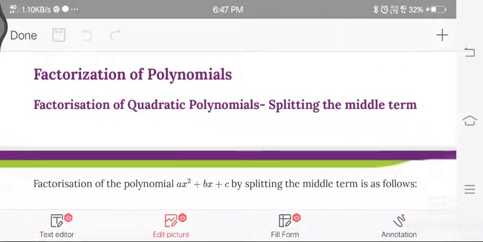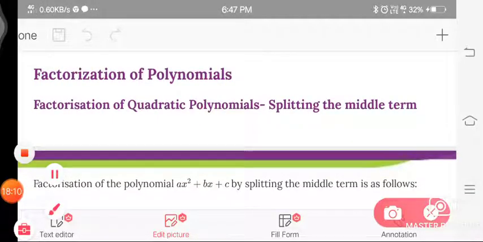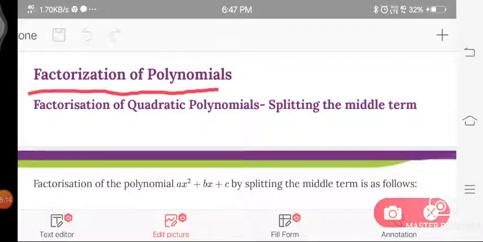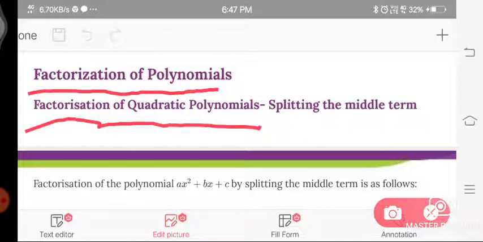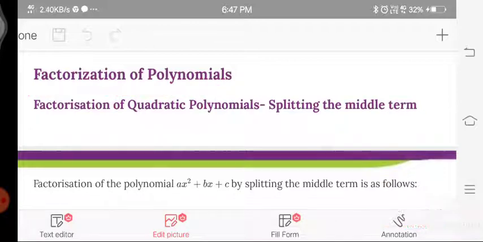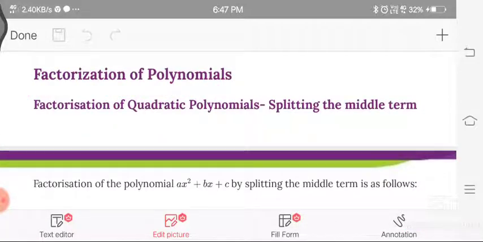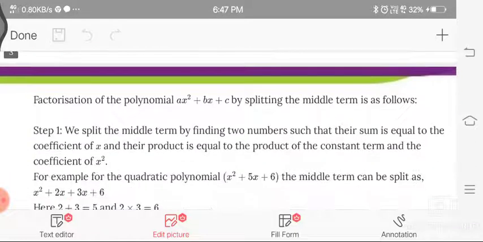So now we come to factorization of polynomials. Factorization of quadratic polynomials. There are two methods: splitting the middle term and the factor theorem. So firstly we do the factorization by splitting the middle term.